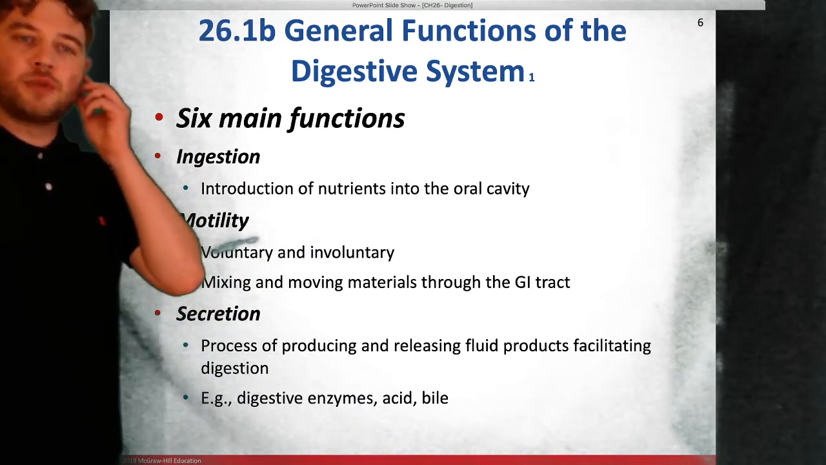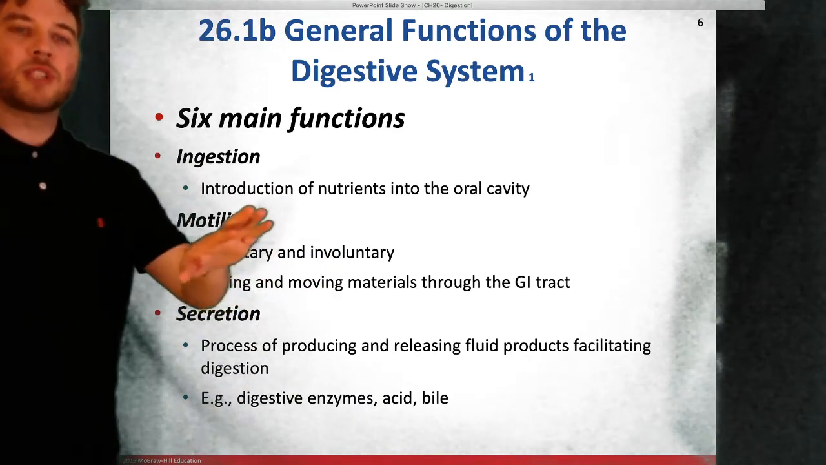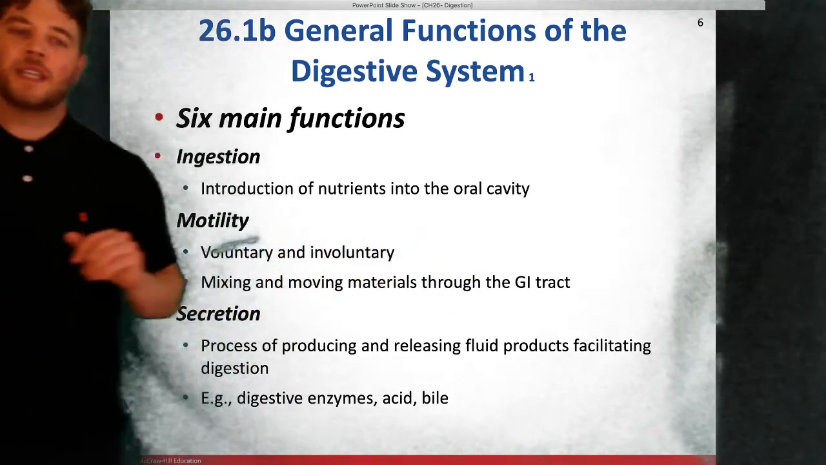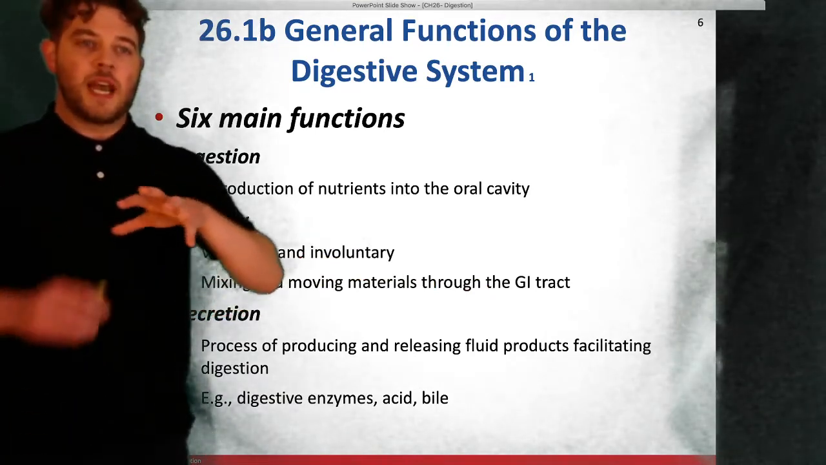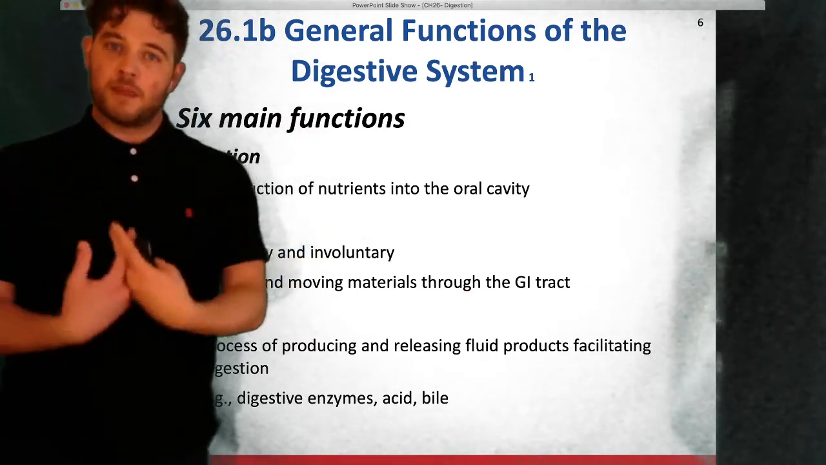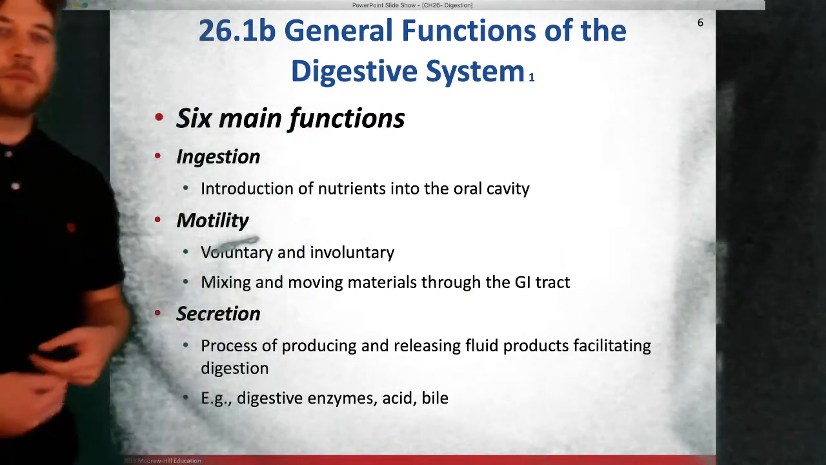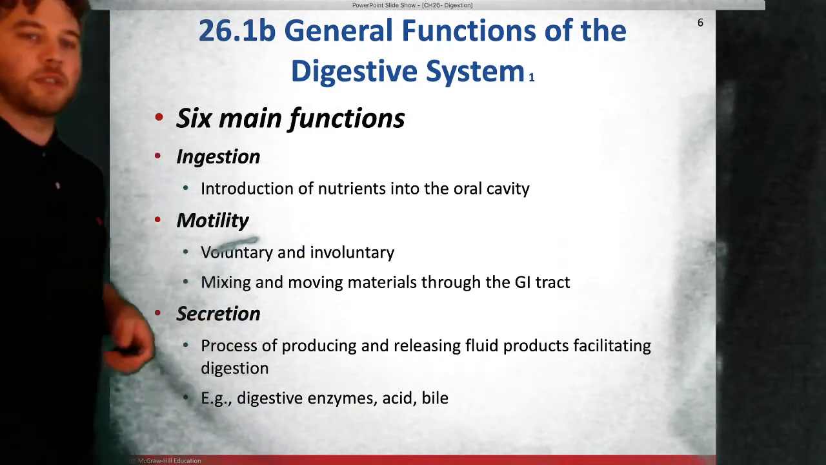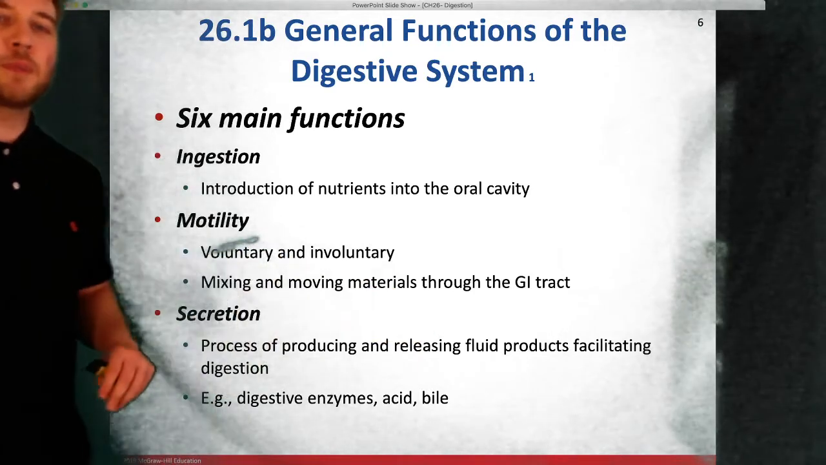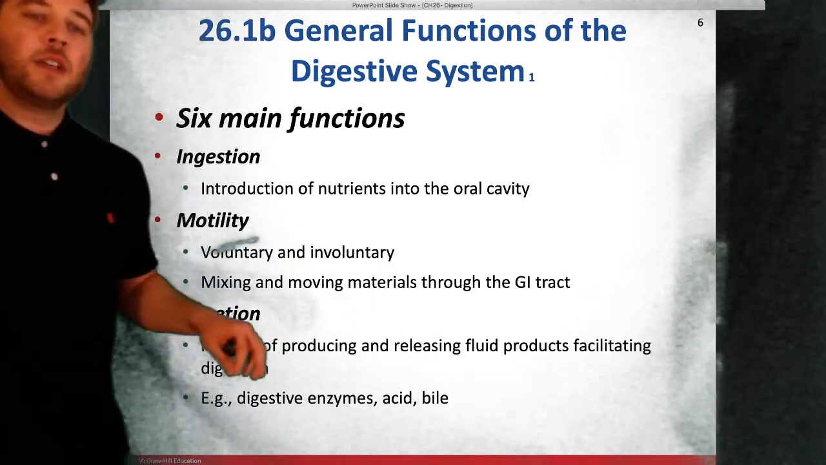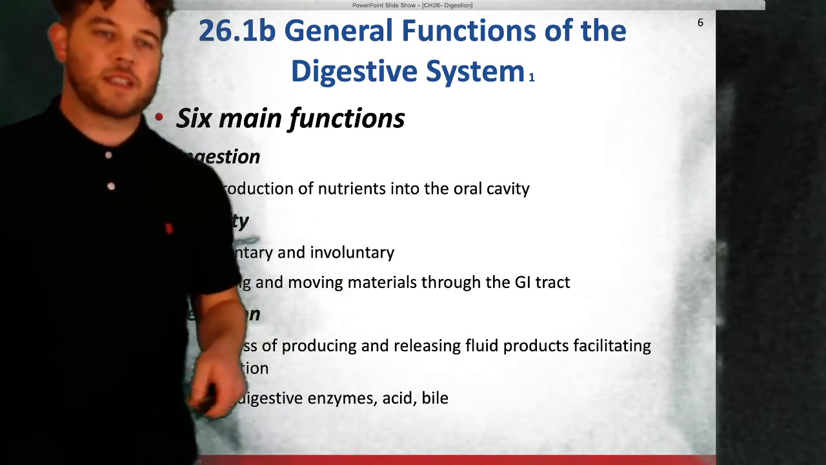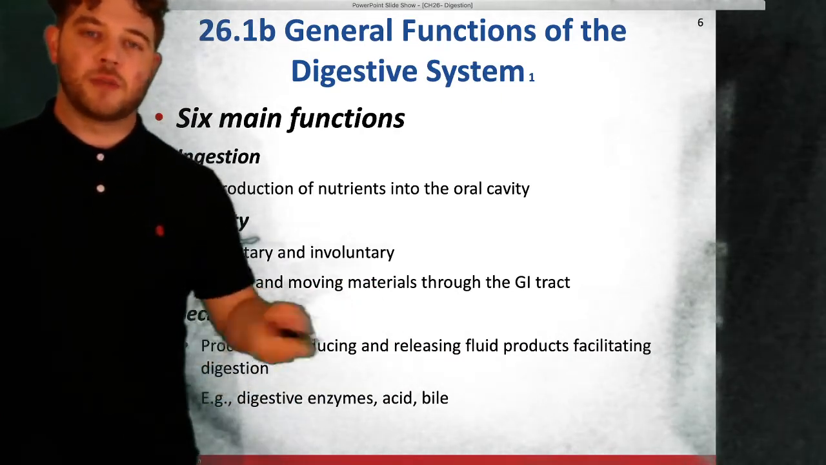Motility doesn't just mean moving materials through the GI tract, it's also mixing and moving materials through the GI tract. We'll see that this mixing plays a really big part in creating chyme, and in mixing food, once it has been broken down, with those digestive secretions coming from the other secretory organs. So for secretion, it's the process of producing and releasing fluid products, facilitating digestion. Those could be digestive enzymes, acid, bile, saliva. Saliva contains several different things, a couple enzymes rather, to help break down food.